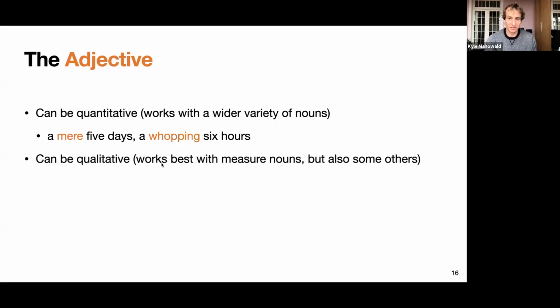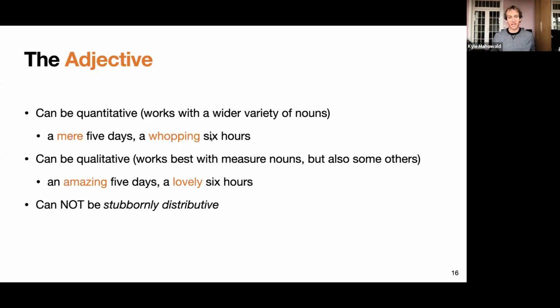It can be qualitative. This works best with measure nouns, but also some others. So you can have an amazing 5 days or a lovely 6 hours. In these cases, amazing and lovely are modifying the days and the hours. Whereas if I say a mere 5 or a whopping 6, those are modifying the number itself.